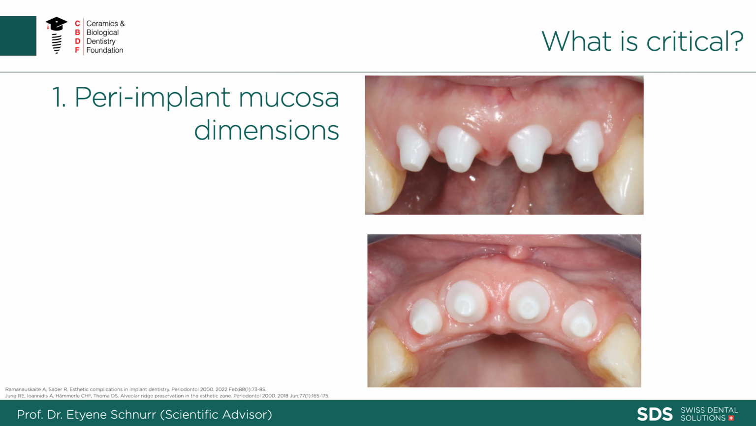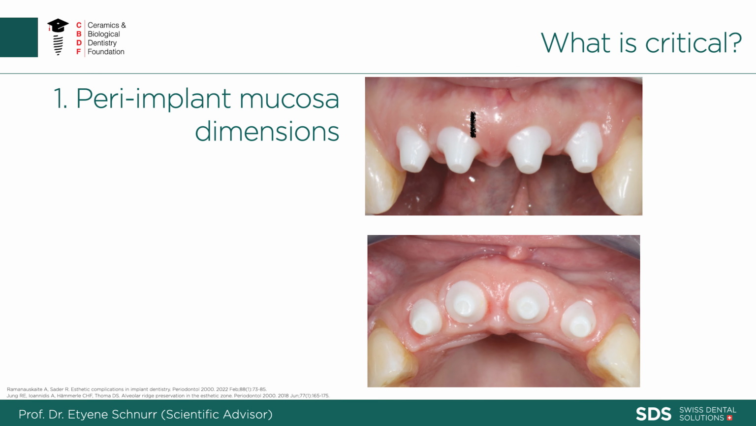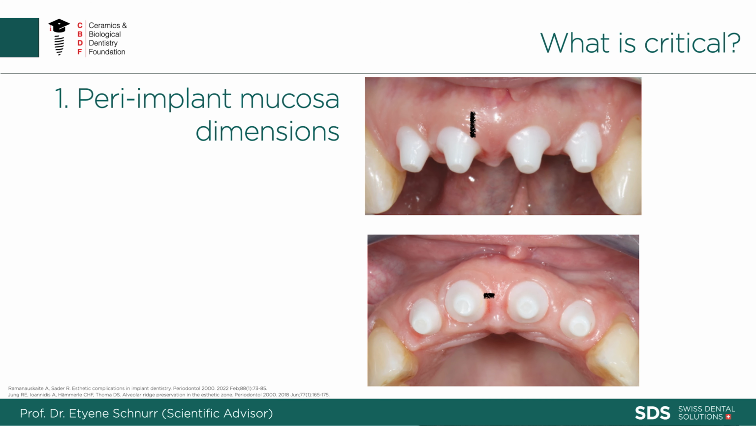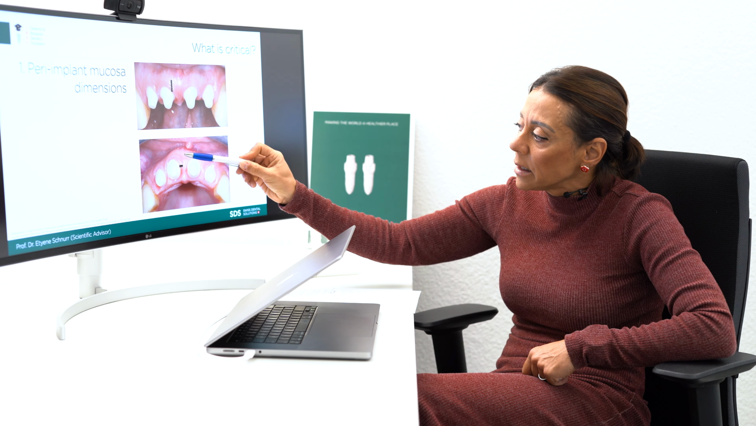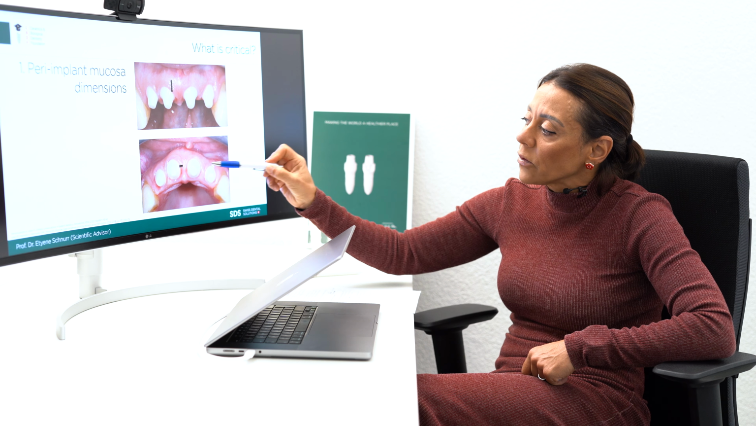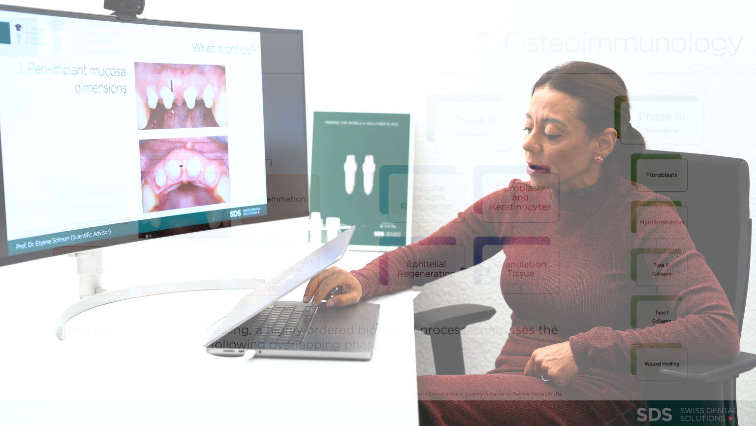Number 1, consider the peri-implant mucosa dimensions. That means the transmucosal part of the implant with its vertical and horizontal components, as seen here around SDS ceramic implants after 6 months of immediate implantation.